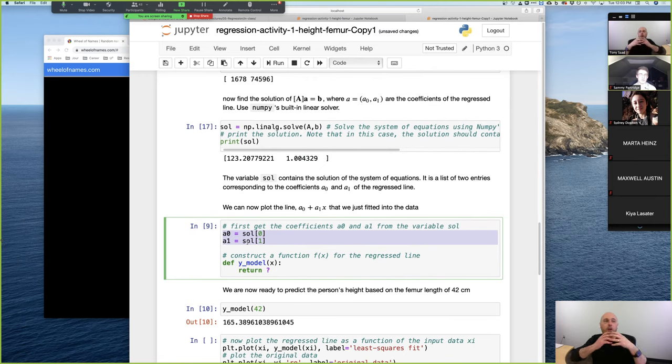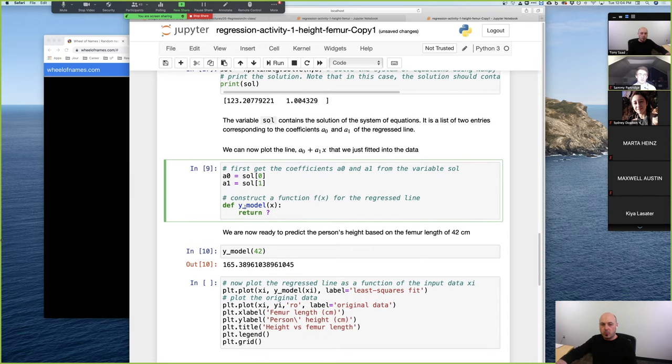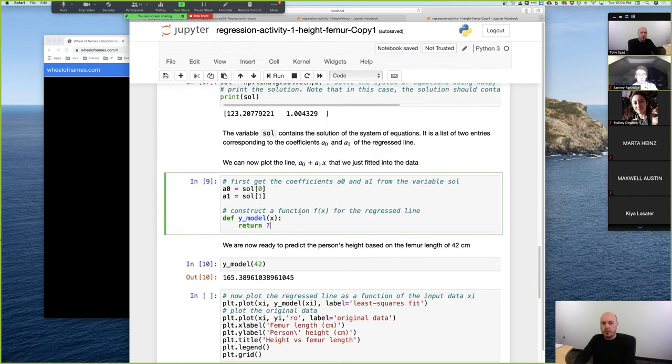We're going to use those to develop our model curve, which is A0 plus A1x. So go ahead and spend a minute to create a Y model function that I can call to do regression, okay, to do a prediction. Okay, so go ahead and do that. What is going to go in here?